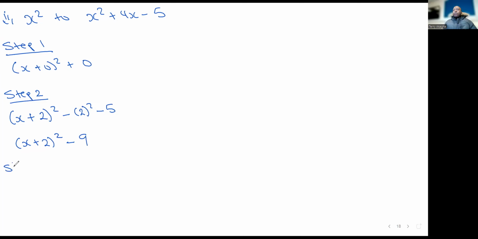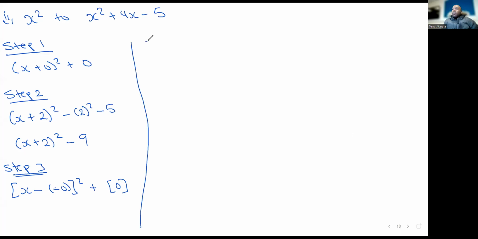Now, step 3, we then have to convert each of them to complete the square form. So the first one is going to give us x minus, for this to be minus, it's going to be minus 0, all squared plus 0, okay? And that will give us the first one. Okay, so that is that.